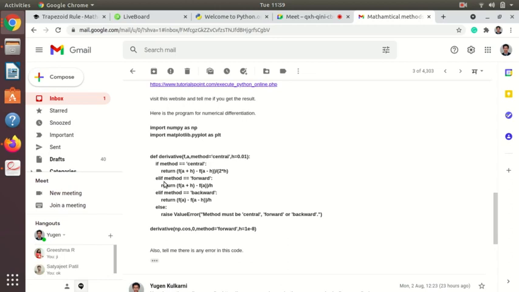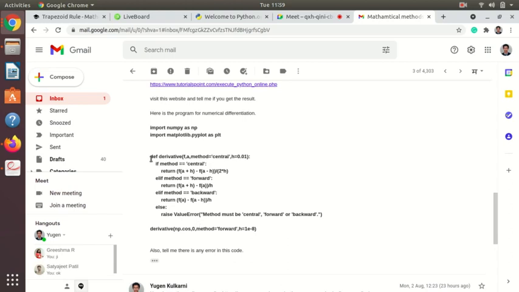Else if the method is not central, what will it return? If the method is forward, then it will return f of a plus h minus f of a, divided by h. This is basically the formula we learned. This is the forward method. Else if it is backward, then it will return f of a minus f of a minus h, divided by h. Even if the method is other than these three, then it will return a value error, so it will basically give the error.